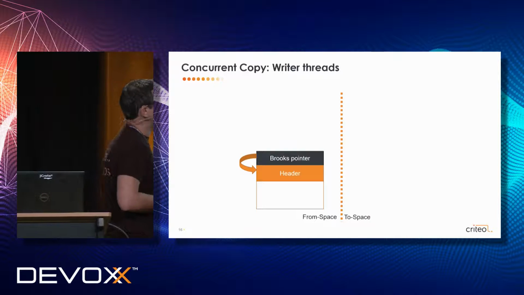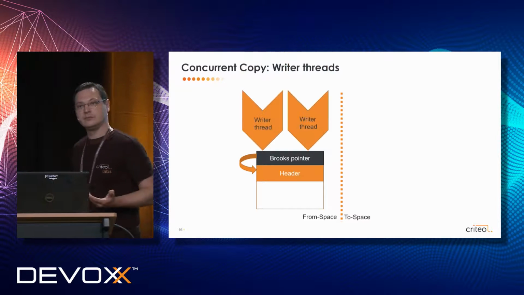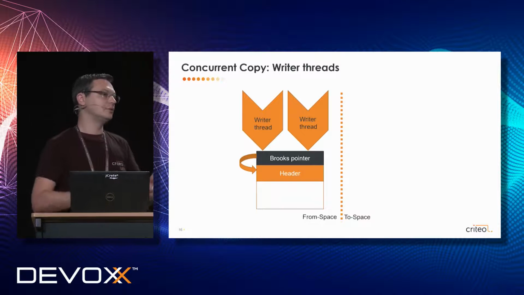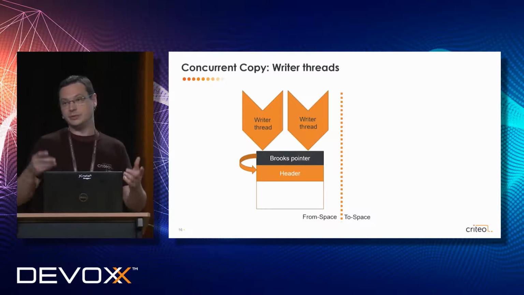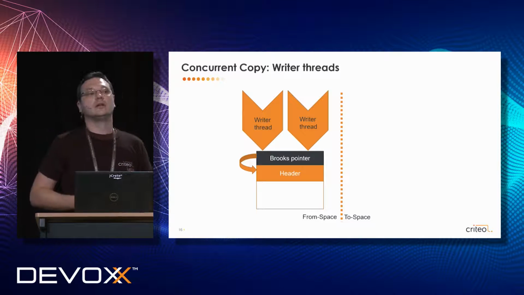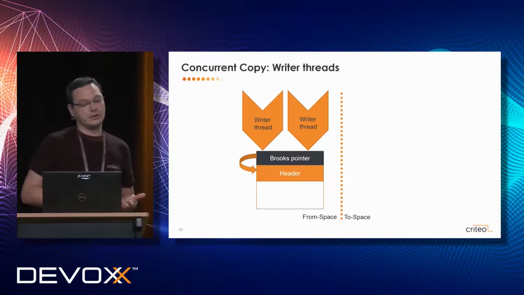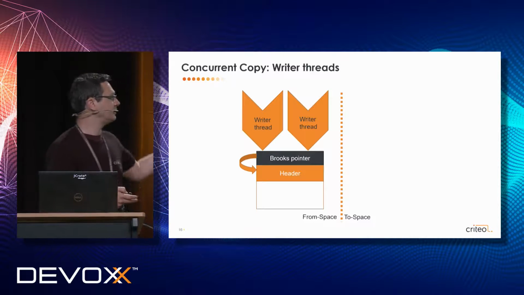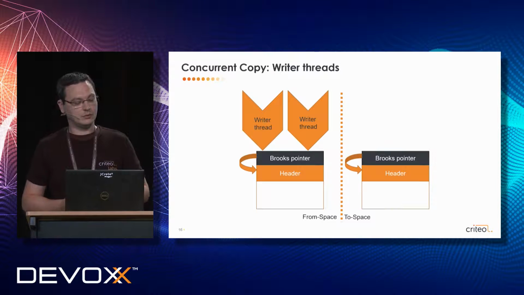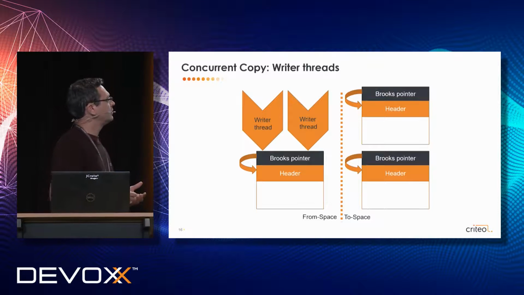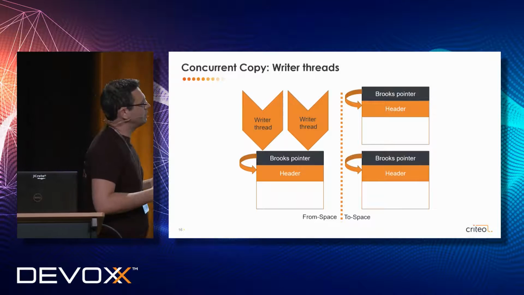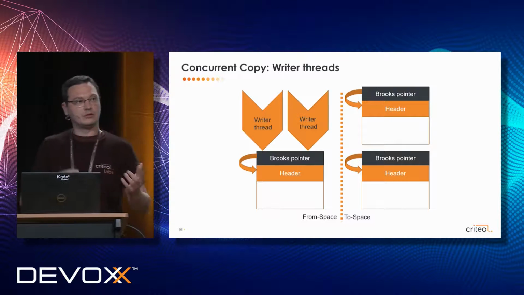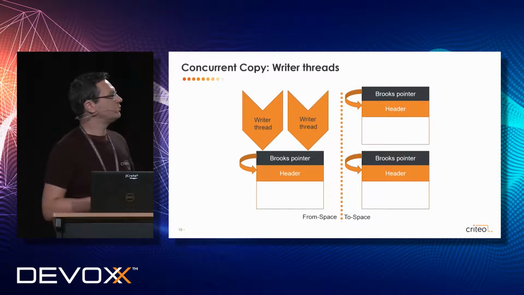Now the tricky part, writer threads. We have two concurrent writing application threads that want to write into this object. It could be two different fields, but still we have the invariant that will be broken, because we are writing into an object that is in the from space. So at that moment, each of the writer threads needs to evacuate this object into the to space. So each of them will copy the object to two different locations.